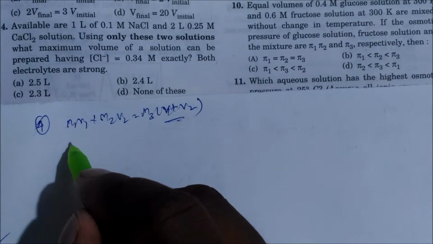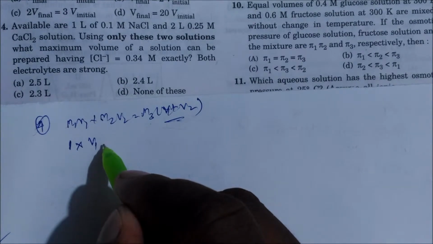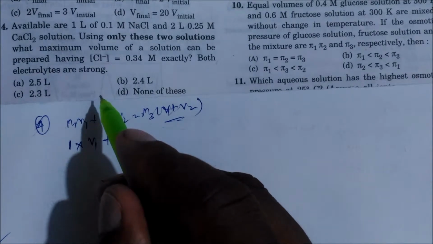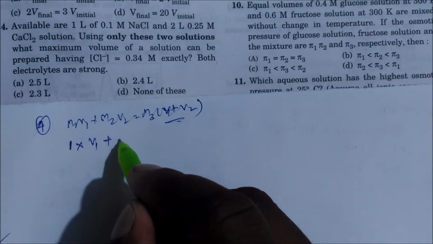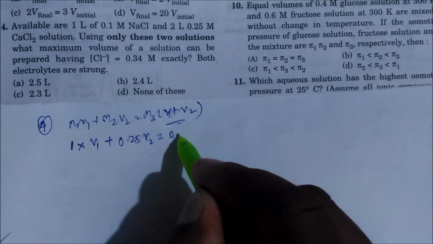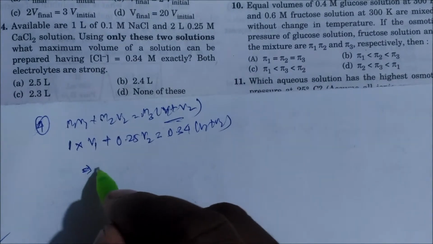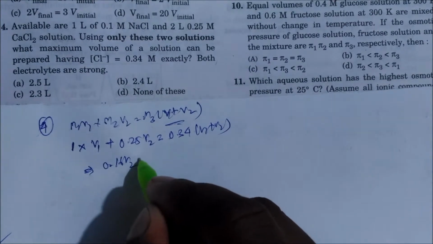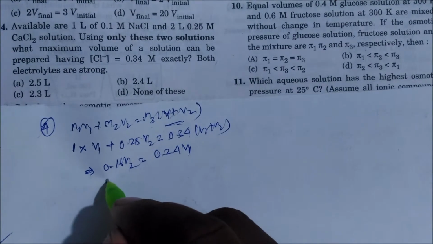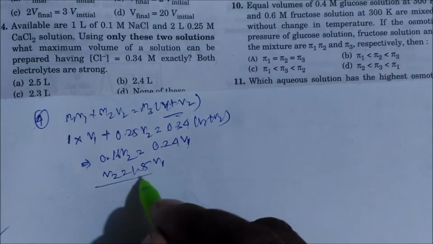So M1 is given how much? So 1 into V1. So we have to find the maximum volume, and this will be your, that is 0.1 molarity already given here, and this is your 0.25 molarity, and this is your V2, and if you solve it, M3 is given 0.34 into V1 plus V2. On solving, you will get 0.16 V2 is equal to 0.24 V1. So V2 is equal to 1.5 V1. So this is the ratio.